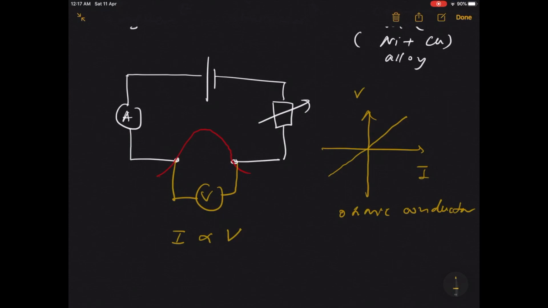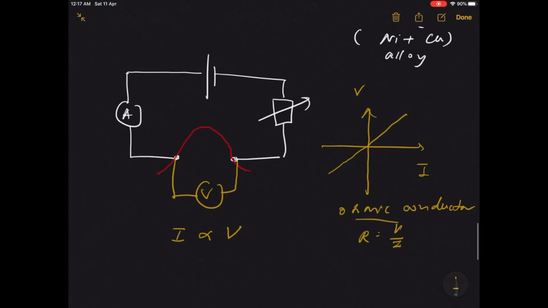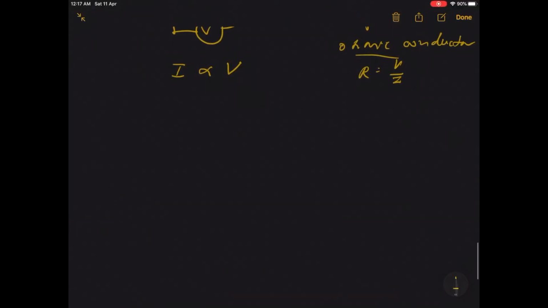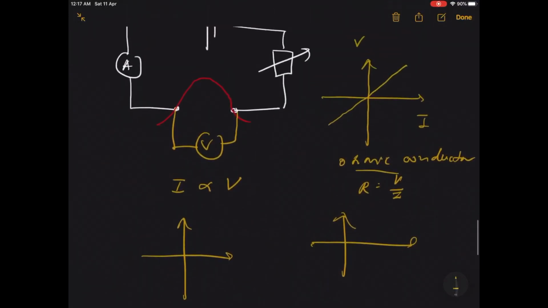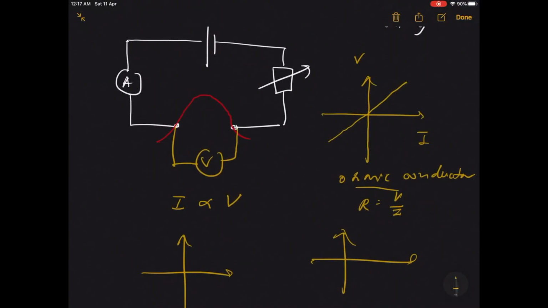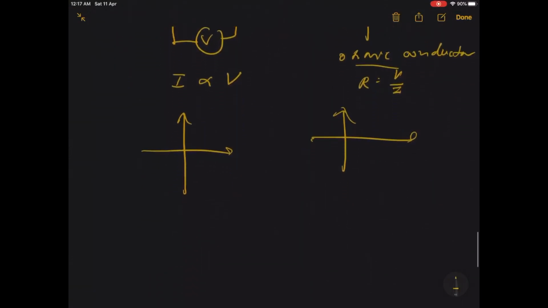Remember, resistance is V over I, right? So it can be found from the gradient to get the resistance. But for most materials, you don't get that kind of straight line. And therefore, they are considered non-ohmic. You can actually plot either V against I or I versus V. It's okay, no issue here.